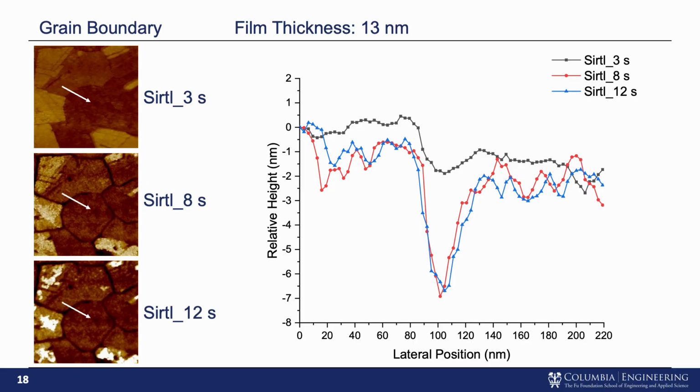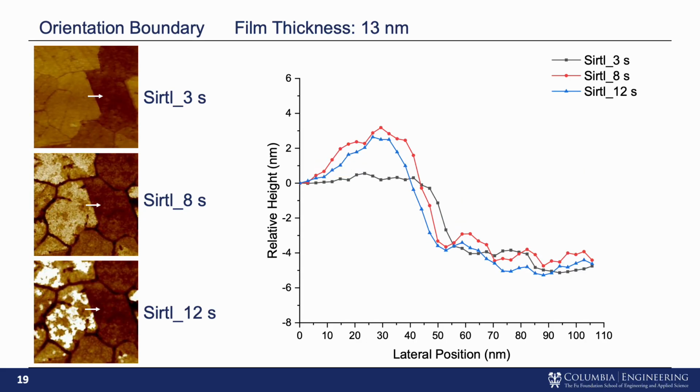At 3 seconds, the grain boundary shows only a shallow height depression. As the etching time increases, a clear and deep groove gradually develops at the grain boundary. This behavior indicates that the grain boundary etches faster than the grain interiors, which is consistent with the presence of higher defect density and local strain at grain boundaries.